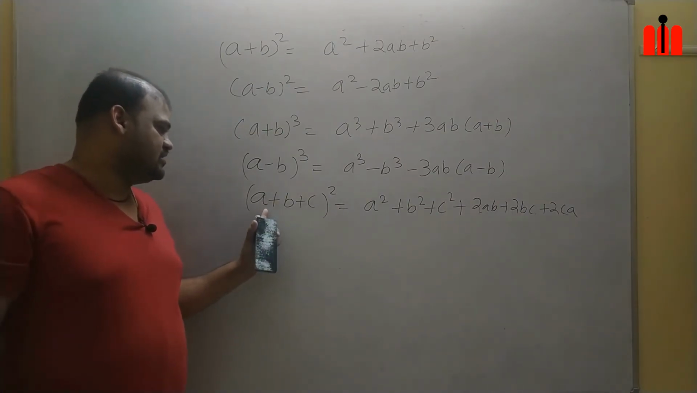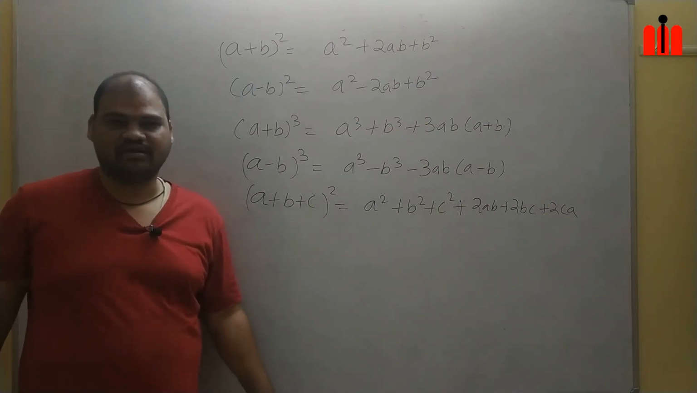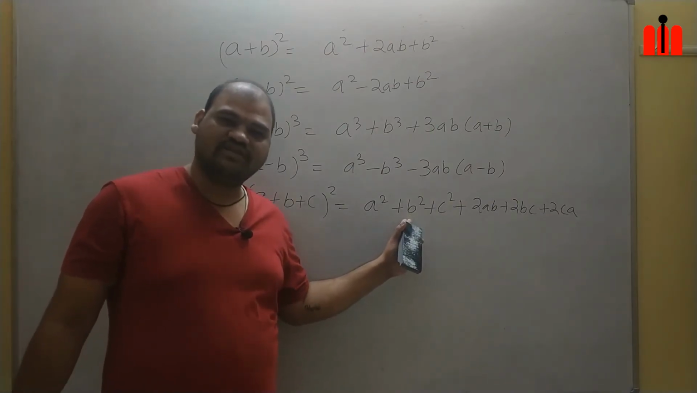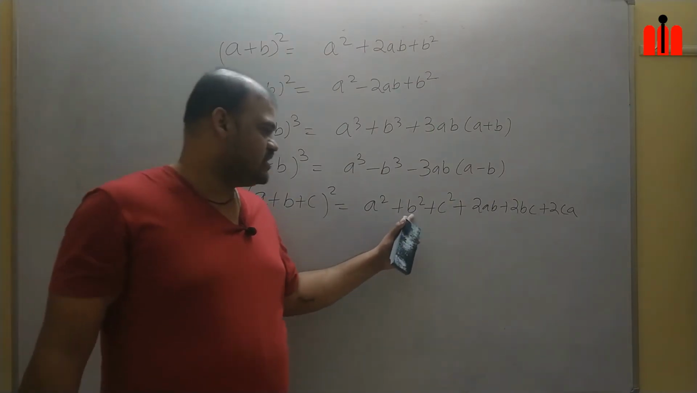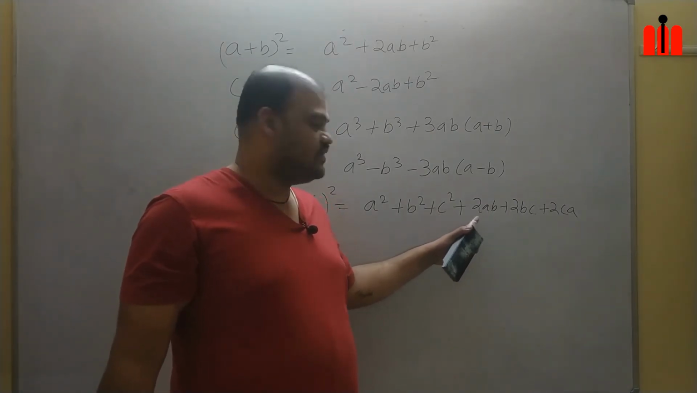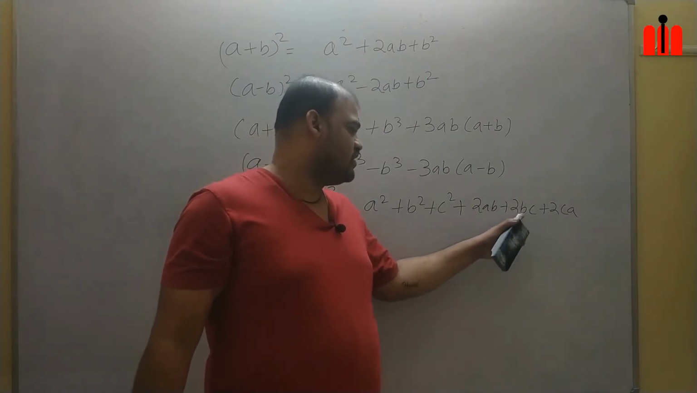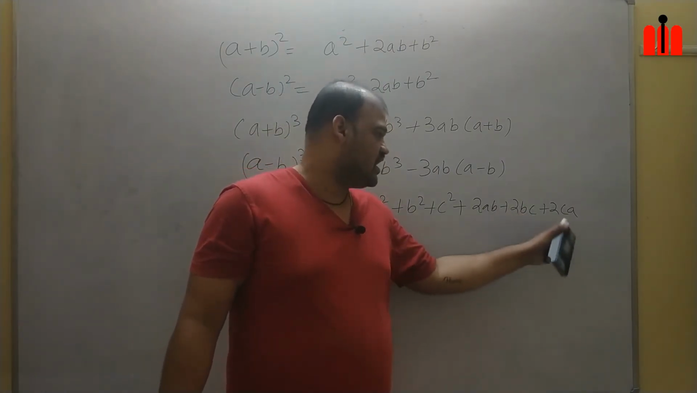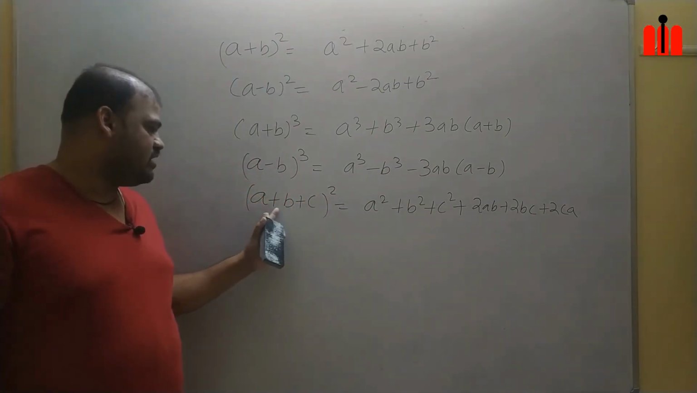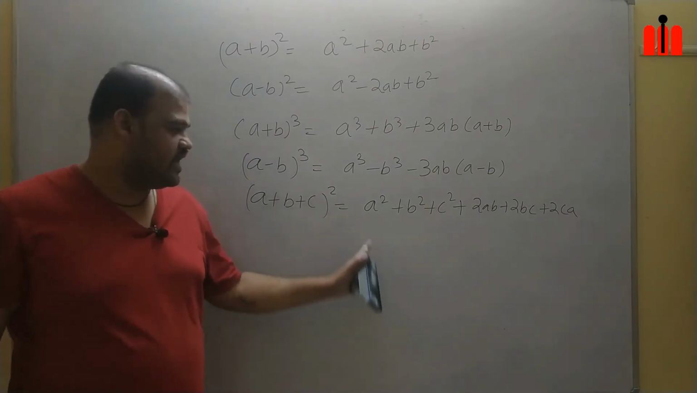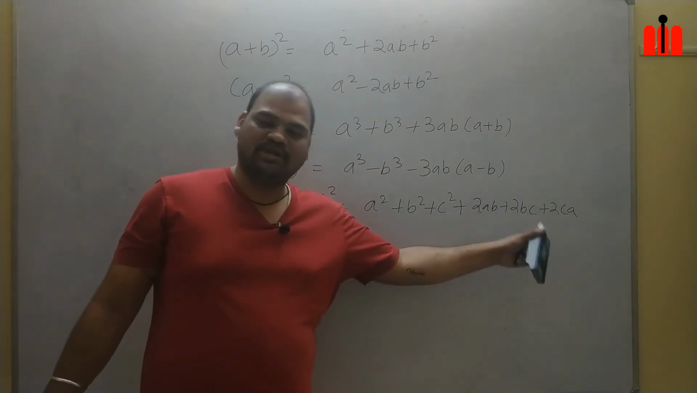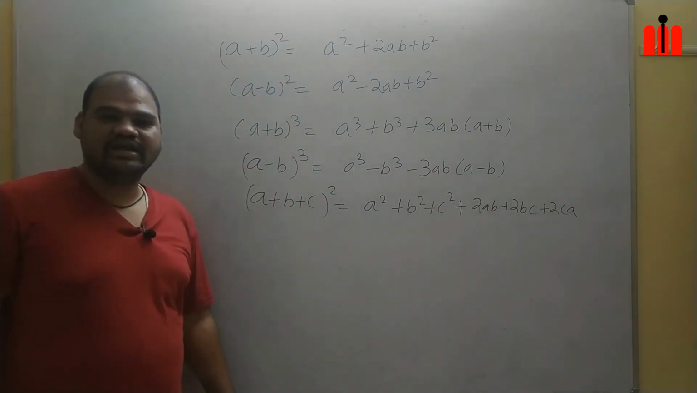If it is written as a minus b plus c whole square, in place of b you replace with minus b. So here it will be a square plus b square plus c square. Once you replace with minus b, it will become minus 2ab, and minus 2bc, and at last there is no b, so it will be plus 2ca. So the formula for a minus b plus c whole square will be a square plus b square plus c square minus 2ab minus 2bc plus 2ca. Are you getting it?